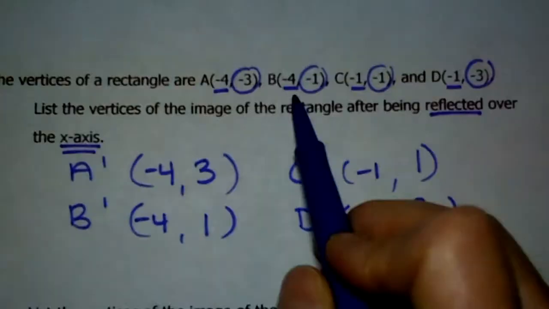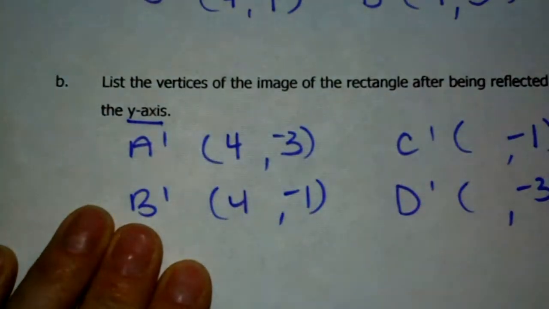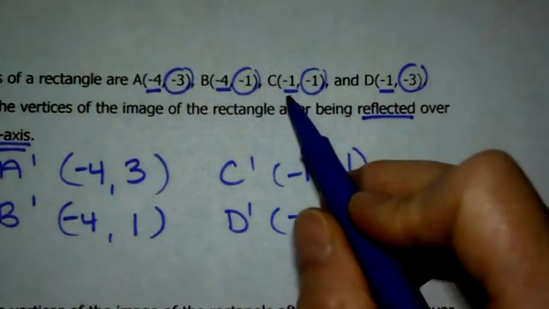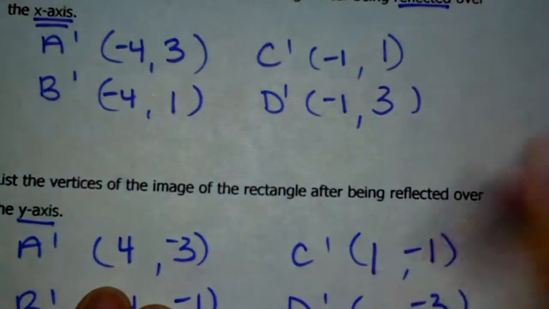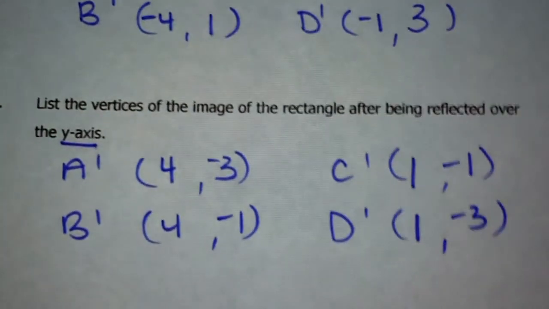For B, it was a negative 4 originally. Now it's going to be positive 4. For C, originally x was negative 1. Now it'll be a positive 1. And D, it was originally a negative 1. And now it's going to be a positive 1.